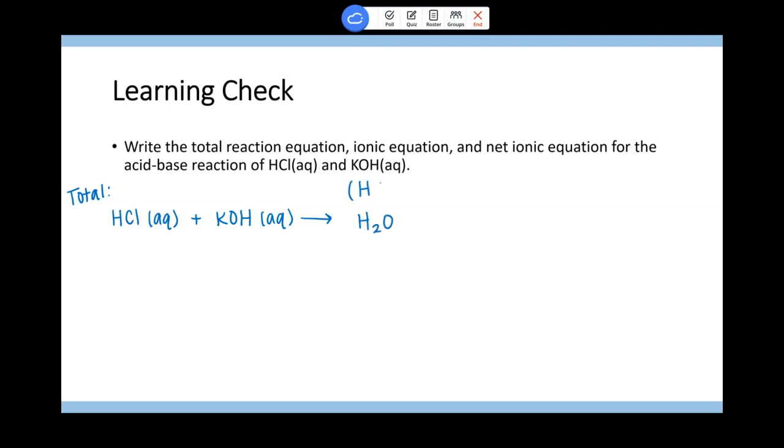You can think of water as HOH, so hydrogen from HCl and the OH from potassium hydroxide. But we represent that as H2O. We're talking about these compounds being soluble in water. H2O is water itself, so it's not aqueous, it is just a liquid. And then our other product is potassium with chloride.